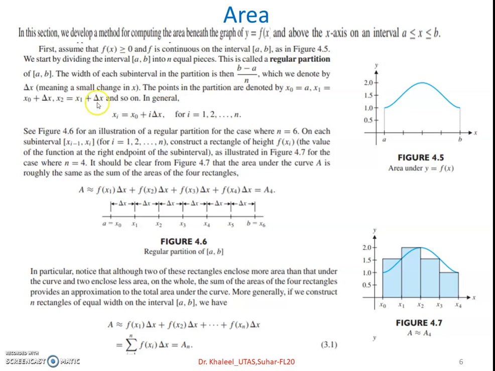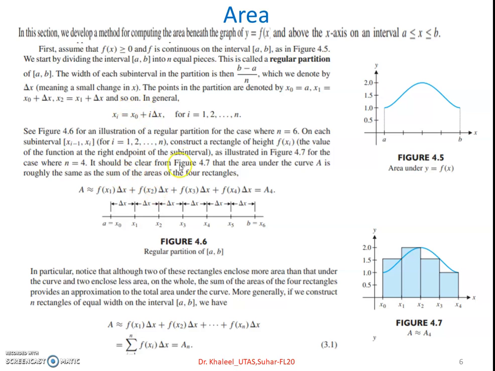We denote the width of each subinterval, which is equal, by delta x, meaning a small change in x. Then the points in the partition are denoted by the first point x0 as a, x1 as x0 plus delta x, x2 as x1 plus delta x, and so on. So in general, we can write this as all the points in the partition.